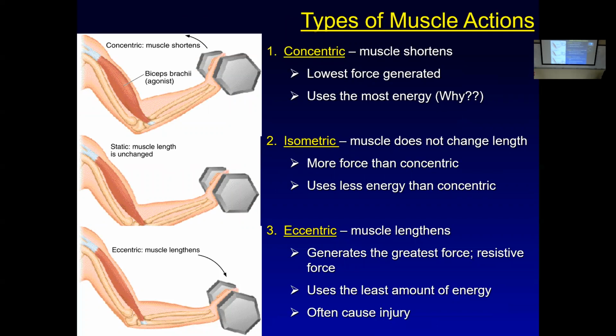Concentric contractions, muscles shorten. Isometric contractions, muscles stay the same length. Eccentric contractions are super fun and super weird. They're eccentric, as my old professor used to say. He'd be like, they're not eccentric, they're eccentric. I'm like, okay, Kevin, we don't need your dad jokes. But here I am making them for him in the midst of this.